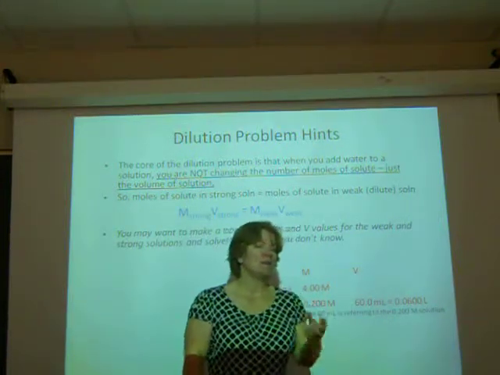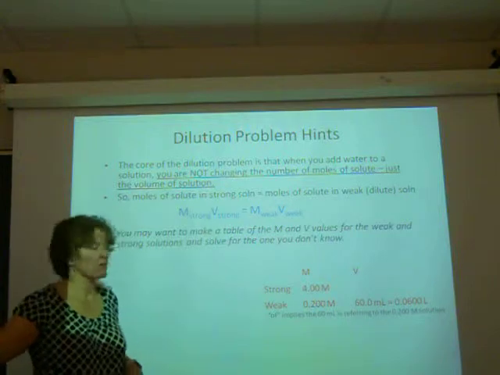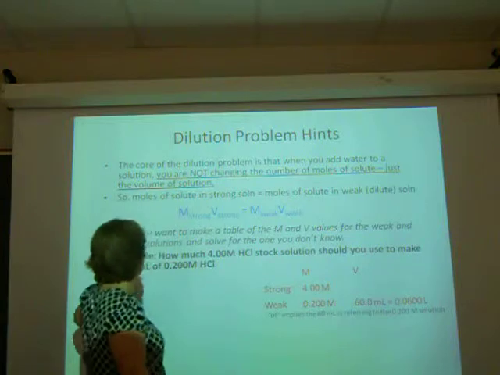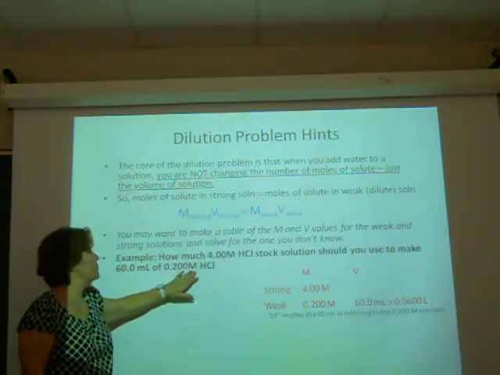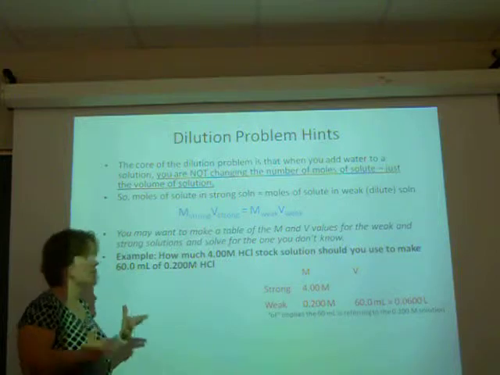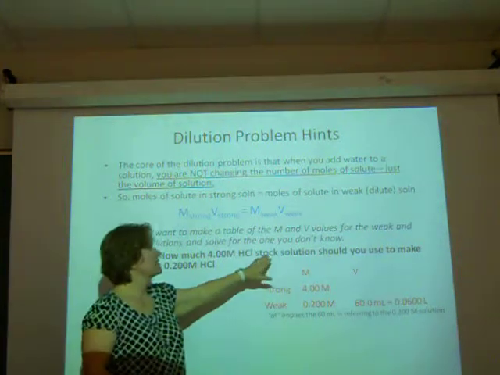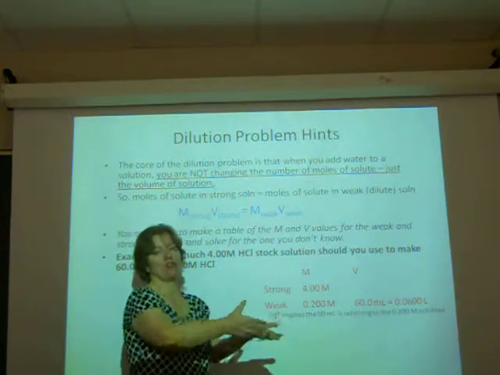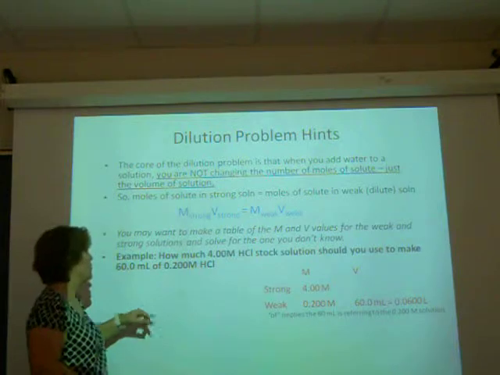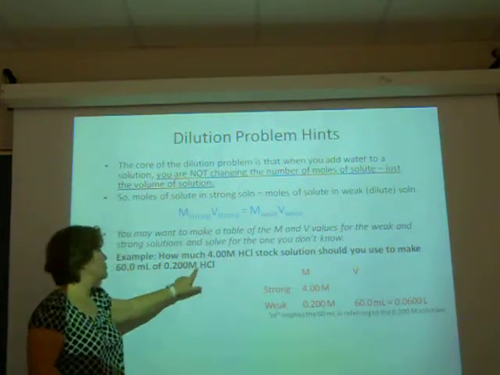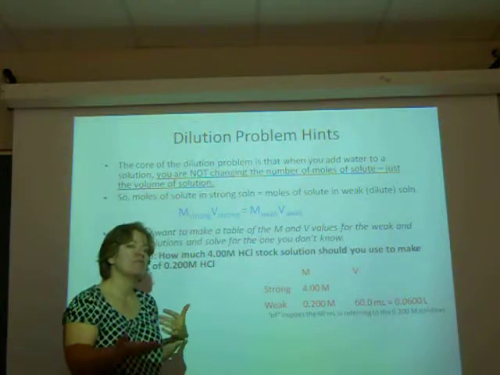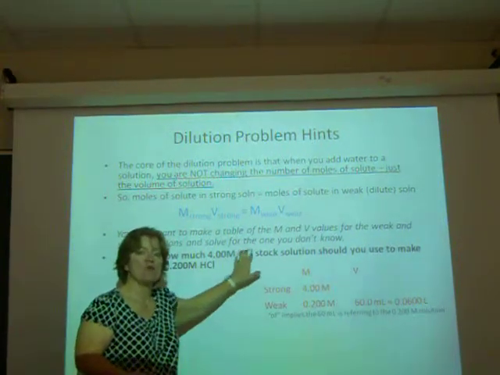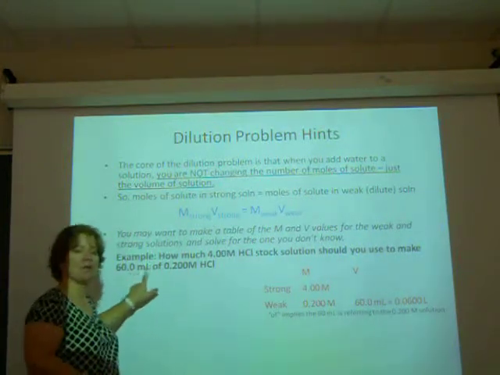I'm going to read, and look for clues to tell me what goes where. How much 4 molar HCl stock solution should you use to make 60 milliliters of 0.200 molar HCl? I'm going to write down the things that I know. Note stock solution. That is a key word that means before dilution. It means what you have on your shelf before you added water. Also, of means that these two numbers are talking about the same solution. Since this is talking about before I've added water, this is the strong, so these must be talking about the weak.